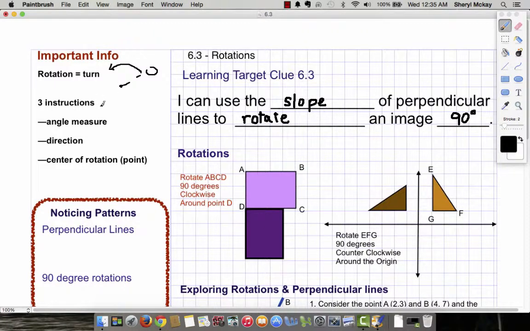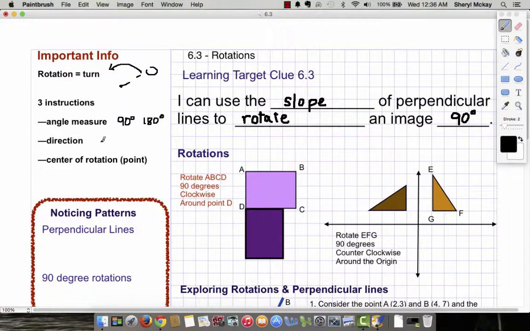There are going to be three things that you will always need to know, three pieces of information or three instructions that you'll always need to know to perform a rotation. You're going to need to know the angle measure. So that's going to be anywhere between 1 degree and 360 degrees. So it'll always be written, like here's 90 degrees or 180 degrees. Those are the two that we'll spend the most time today talking about.